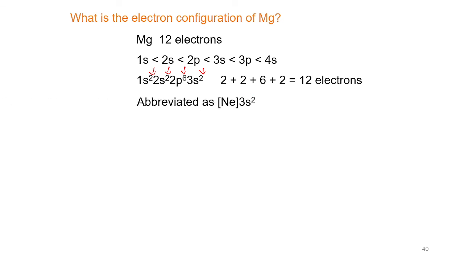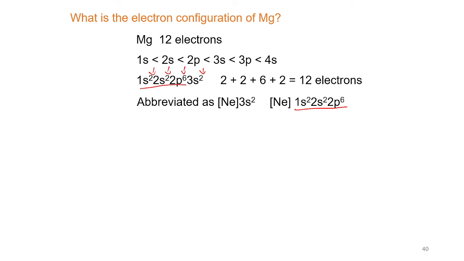Or we can abbreviate that as neon 3s2, wherein we use the noble gases to identify the electron configuration of some other electrons. Okay? Wherein in here, neon is 1s2, 2s2, 2p6.